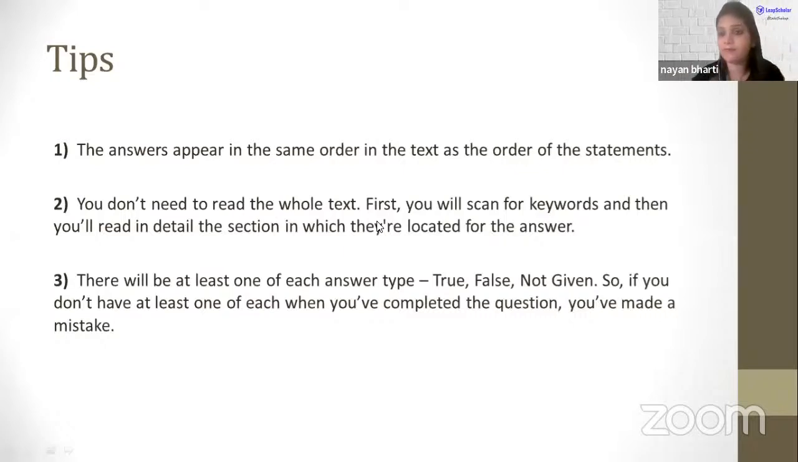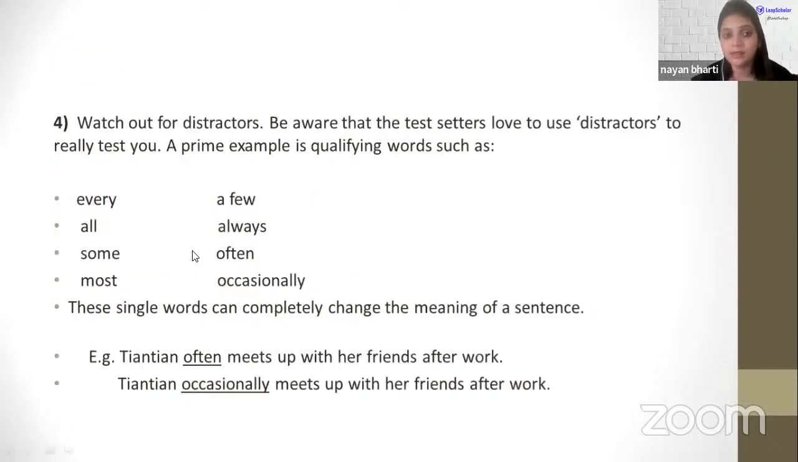Okay. One more thing is sometimes maybe we are not at all able to get the answer. There will be at least one of each answer type, right? So definitely there will be one true, one false, one not given. There cannot be a case where true will not be there, or false. At least one answer of each will be there. That can sometimes help you with guesswork because there is no negative marking. So in case you are not able to get any answer, you can guess. Never leave any answer blank. Always write something.